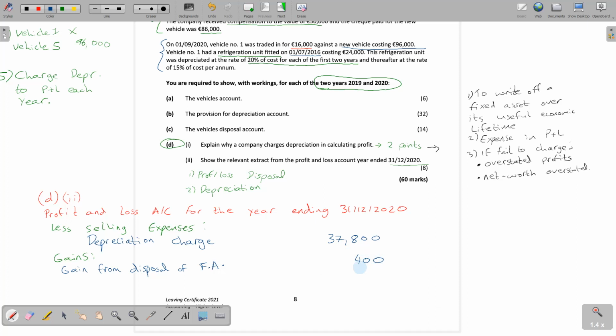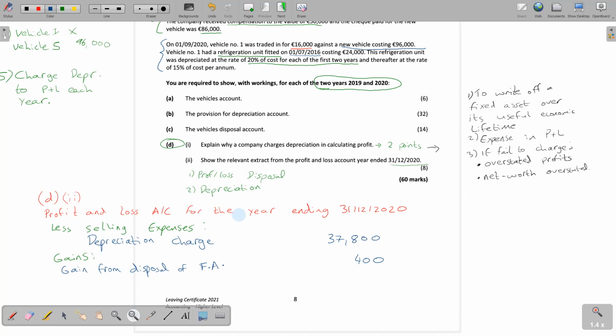An extract, all you're doing is you're putting in what should be in the P&L. So we obviously don't know anything else about the P&L account. We don't know anything about sales, purchases, purchase returns, taxes, rent receivable. We don't know any about that stuff. But everything we do know, we've inputted into the extract. So that's really all we need to do.